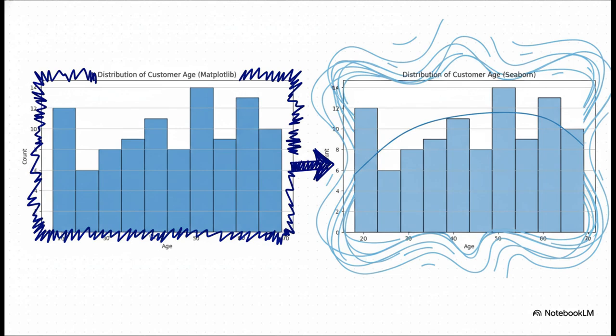Okay, now this is cool. Look at this comparison. On the left, that's a classic matplotlib histogram. On the right, that's from seaborn. You see that smooth line flowing over the bars on the seaborn one? That's called a kernel density estimate, or KDE for short. Just think of it as a smooth curve that helps us see the underlying shape of the distribution. It gives you a much better feel for the pattern than just the blocky bars alone.